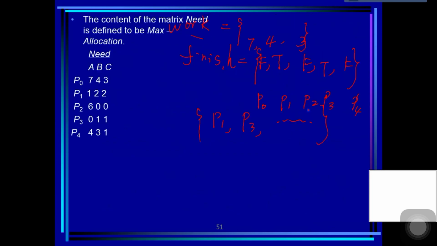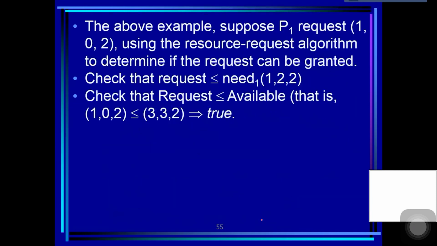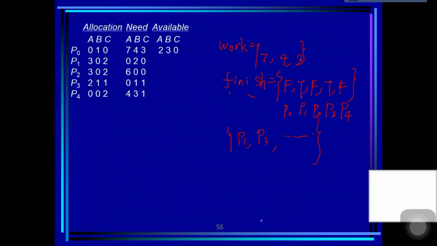Because we can get a safe sequence, we can satisfy the request of P1 and allocate the resources to P1, and the system will change to the new state.